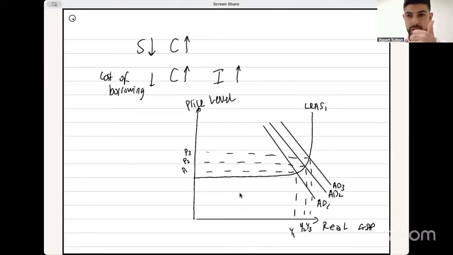You define quantitative easing, you applied it to the data, you talked about consumption and investment, AD shifted, drew the diagram, talked about inflation. You're good. You got 8 out of 8. Trust me. So that's how you get the 8 out of 8.